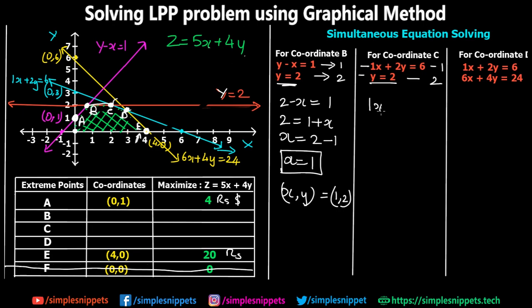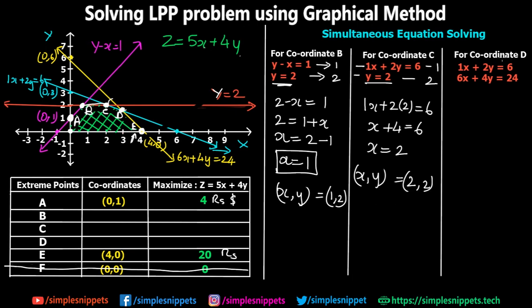So we will get 1x plus 2 into 2 is equal to 6. So this would be x plus 4 equals 6, and ultimately x would be 2, because 4 will go here and 6 minus 4 is going to give you 2. So we got the x and y values as 2 comma 2 over here. Even from the graph you can see that it is exactly 2 comma 2, because x is 2 and y is 2 over here for C.